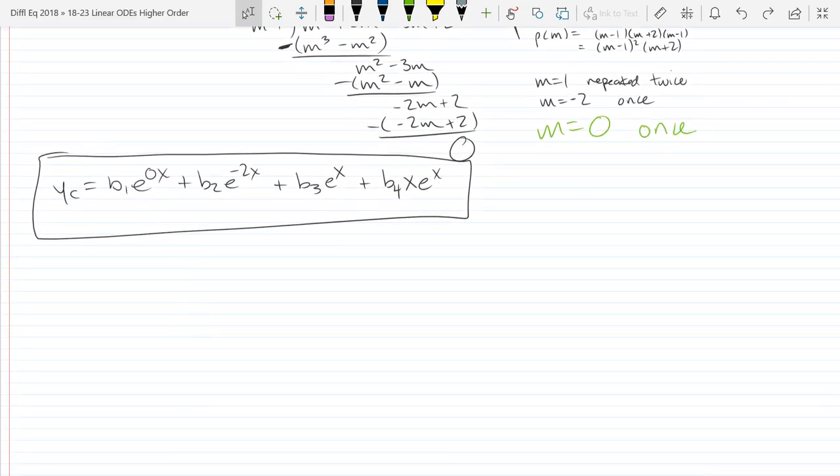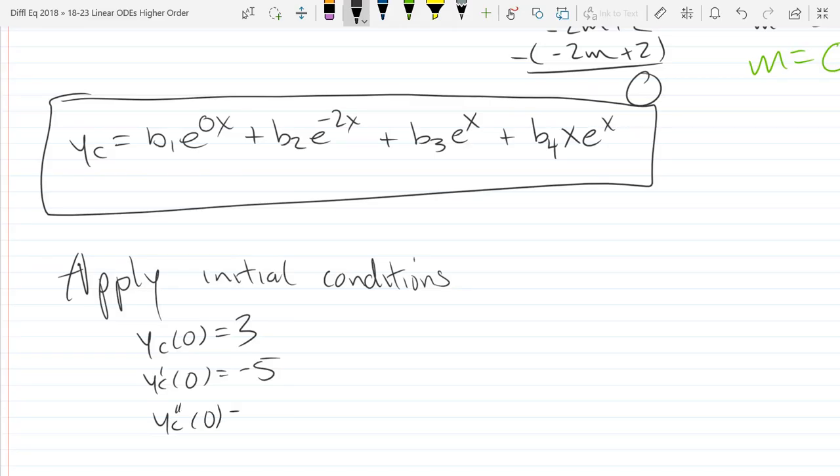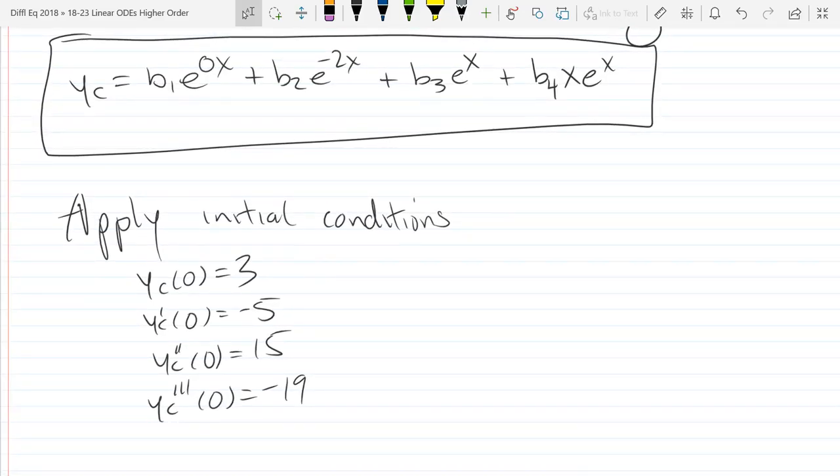And now we're going to get into complex roots. Oh, let's put some constraints on it. How many initial conditions would I need to get all the constants out? Four. So I would need 4 initial conditions. So let's apply some initial conditions. yc of 0 is 3, yc prime of 0 is negative 5, yc double prime of 0 is 15, and yc triple prime of 0 is negative 19. All right, plug all these in and see what constants you can get.